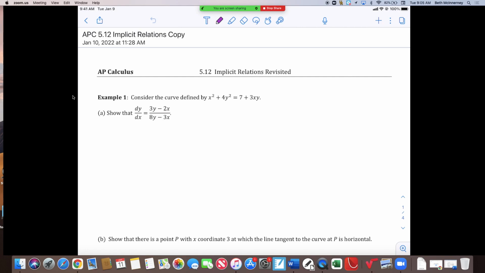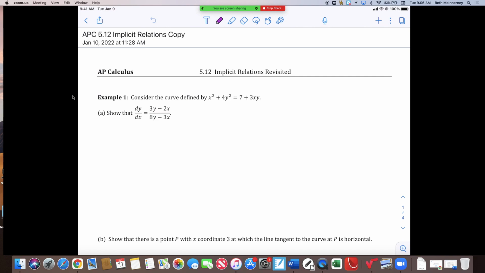Point 12 is on implicit relations. If you remember when we did implicit differentiation, that's when you could not get y alone, so you had to differentiate with respect to x on both sides. This is a very, very common free response question on the AP exam in May. They'll actually tell you what the answer is.